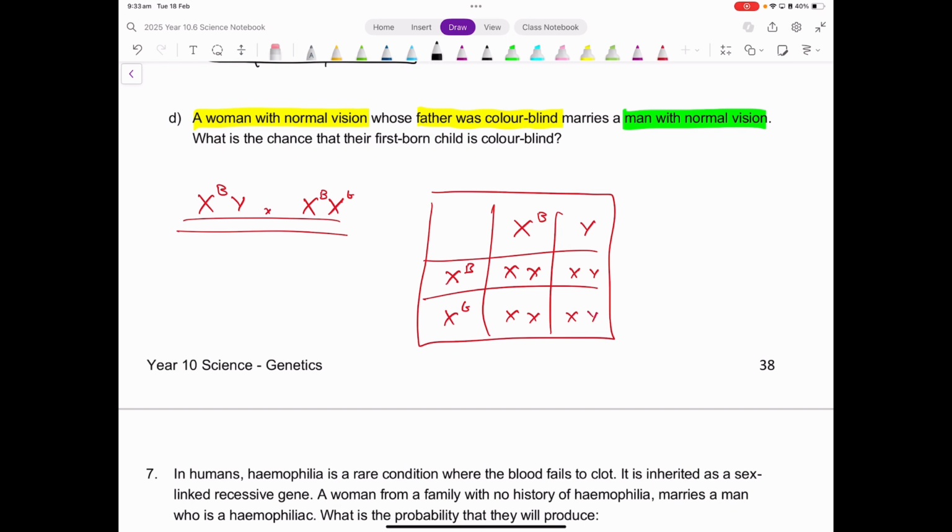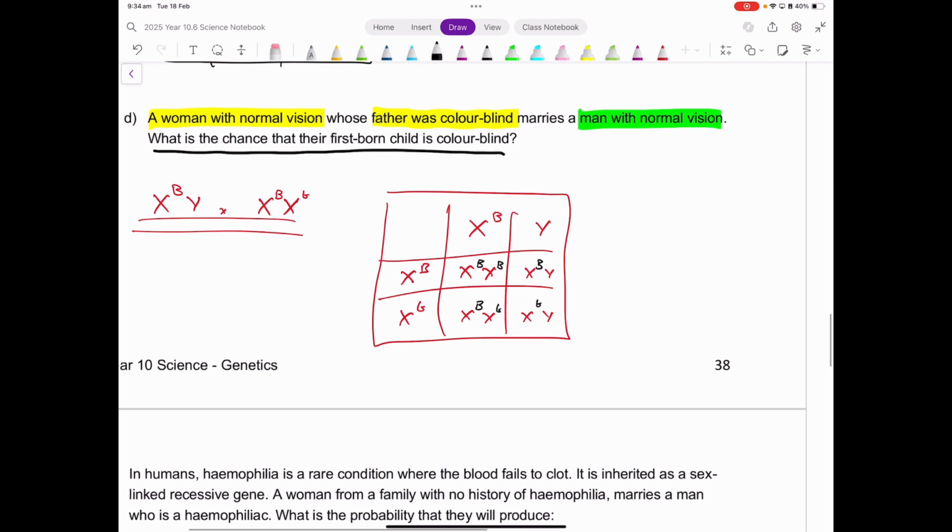And what I'm going to do is fill in my letters here. So big B, big B, big B, little b. As we're going, can you mark yours? I want you to mark yours on a square by square basis. And in the case of males, big B, little b. Now, the question has asked, what is the chance that their firstborn child is colorblind?